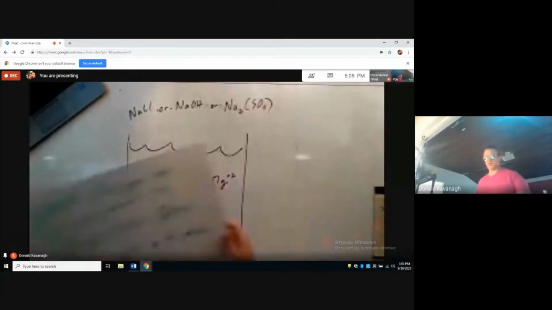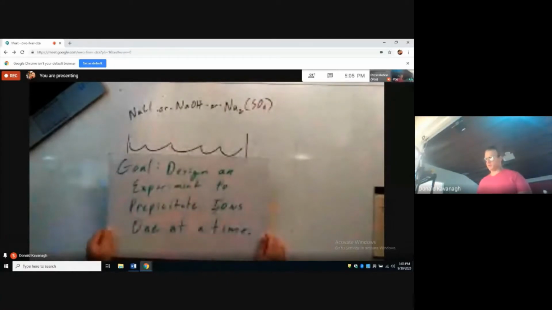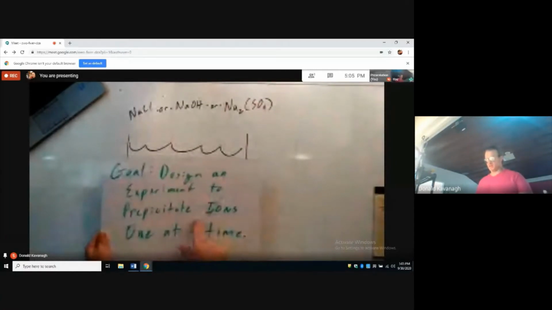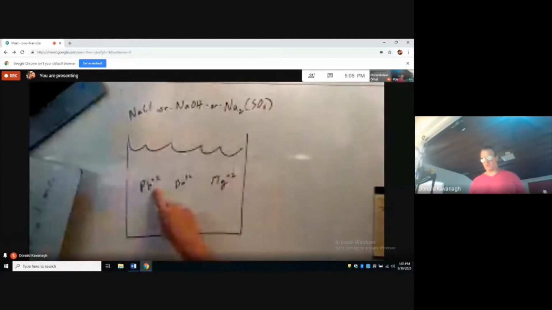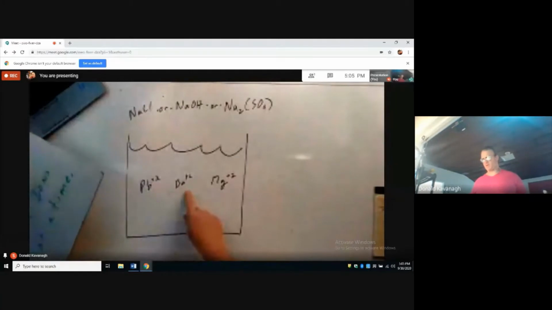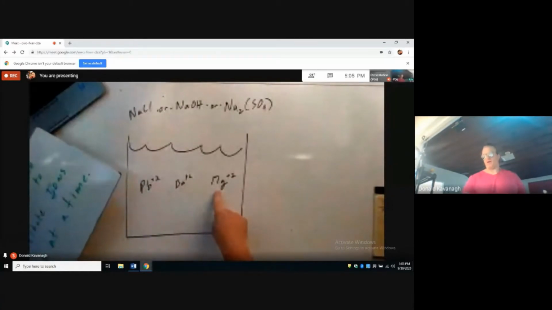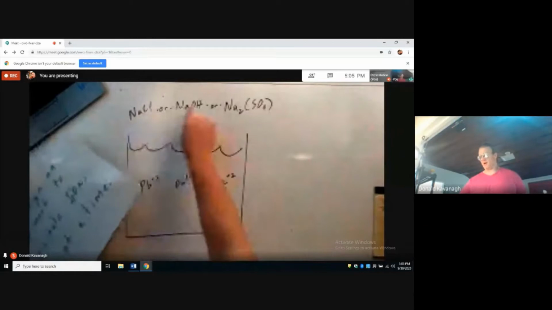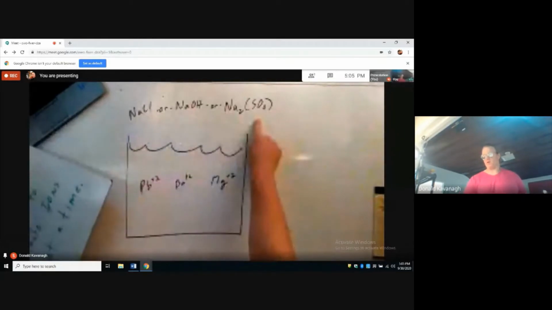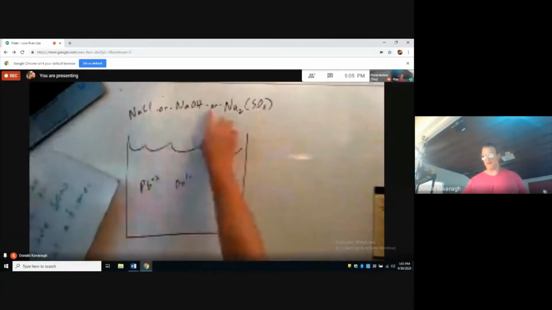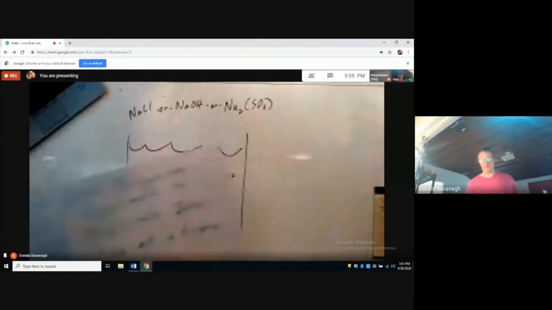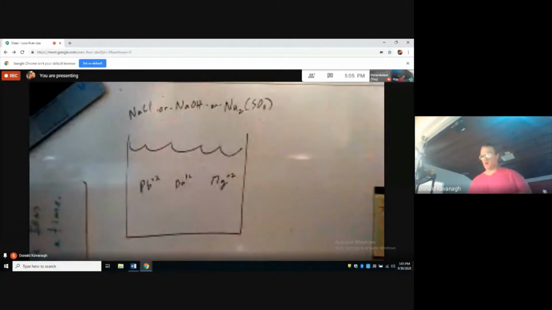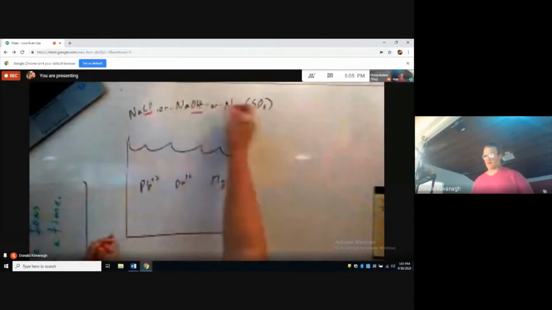Our goal is to design an experiment where only one ion precipitates at a time. We have 3 ions in solution: lead, barium, magnesium. We have 3 ionic compounds to choose from, and we want to determine the order to add these so that only one at a time precipitates out. These are all sodium compounds, and we're interested in the anion.